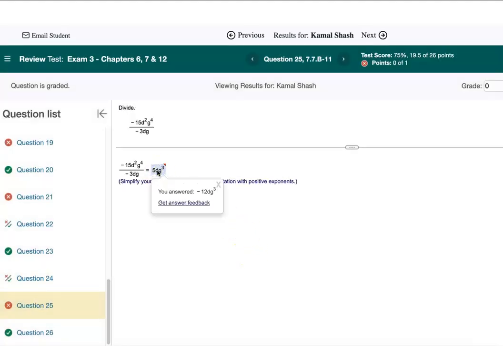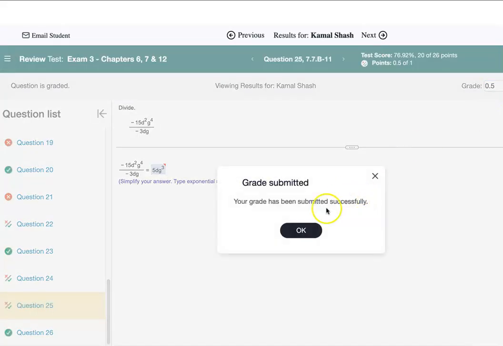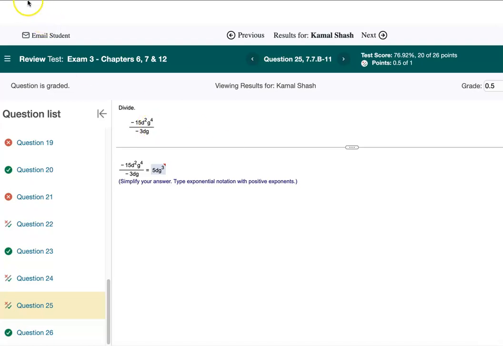And then here, you have the DG cubed correct. Negative 15 divided by negative 3 would give you the positive 5. So I will give you half points back because you got the variables right. Okay, let me know if that helps or if you have any more questions.